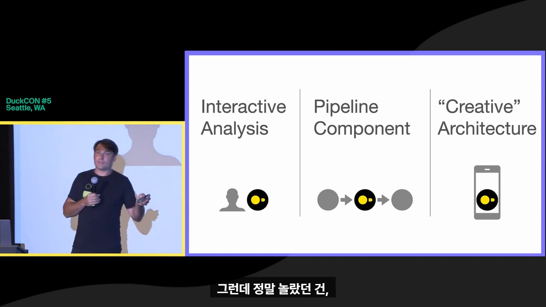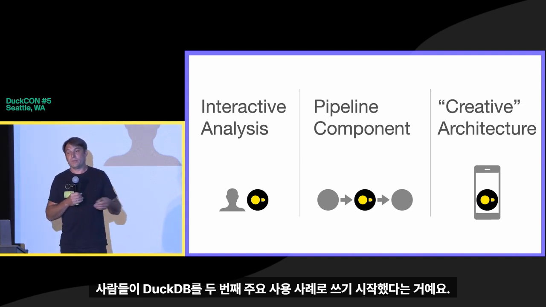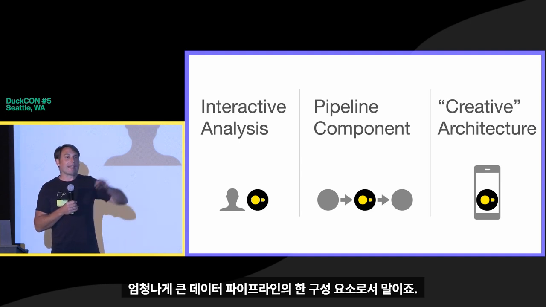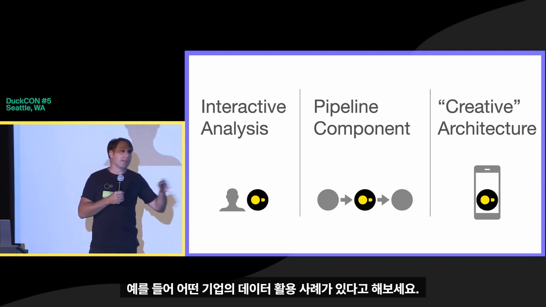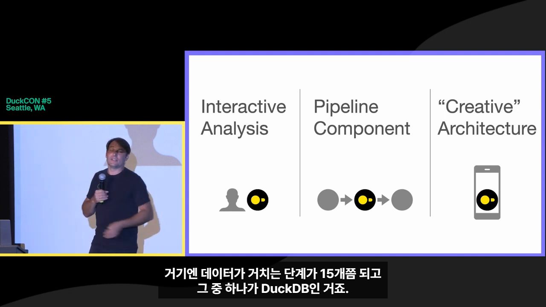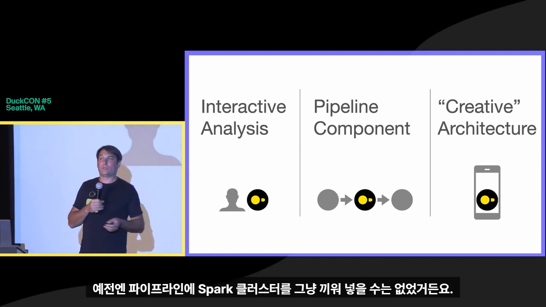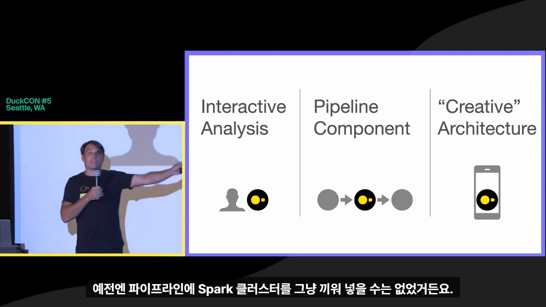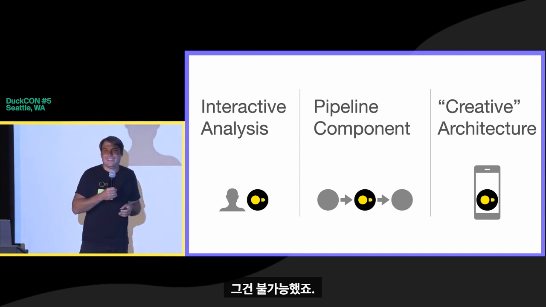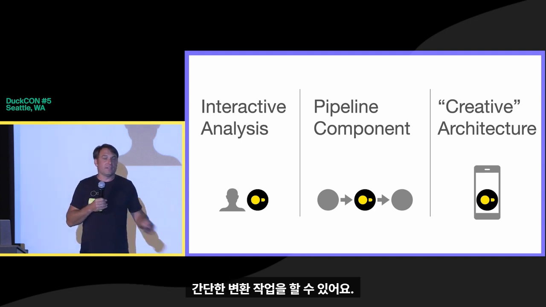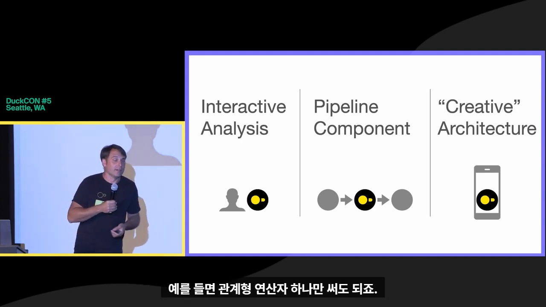But then we were really surprised because people started using DuckDB in the second main use case, where it's a component in gigantic data pipelines. So imagine some enterprise data use case, and they have like 15 steps that the data set goes through, and one of them is DuckDB. That's a novel thing, because in the past you couldn't just stick a Spark cluster into a pipeline. That doesn't work. But with DuckDB, of course, you can just spin up a DuckDB instance and do some minor transformation, like use a single relational operator.